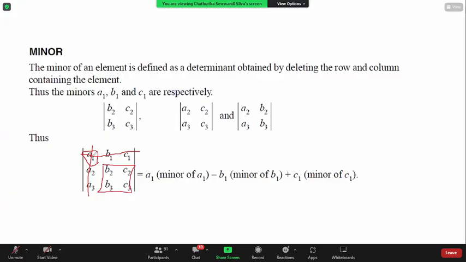So A1 के minor का में 2 by 2 matrix है. B2, C2, B3, C3. So likewise, you will be able to create. So we have already created and identified the minors of the rest of the elements, by deleting the respective row and the column, right?